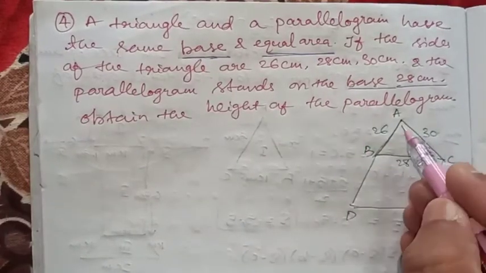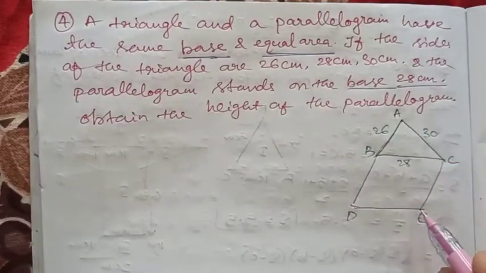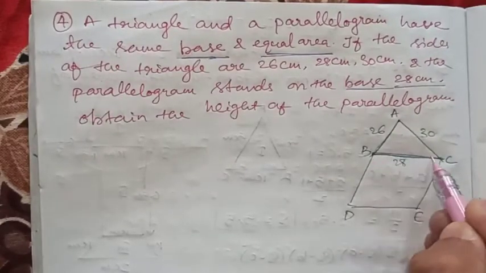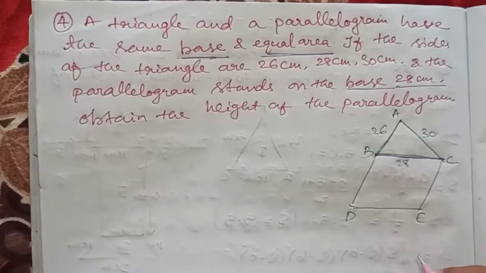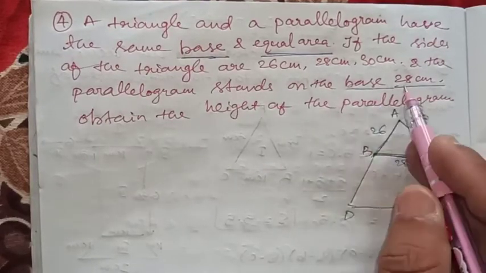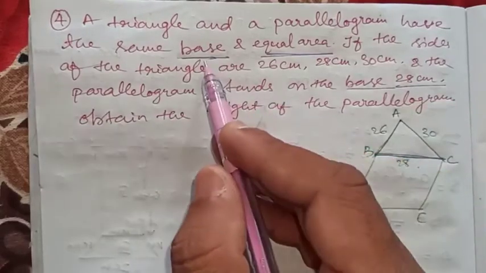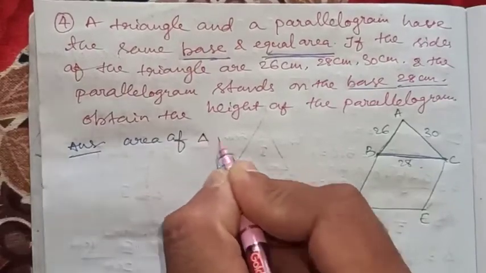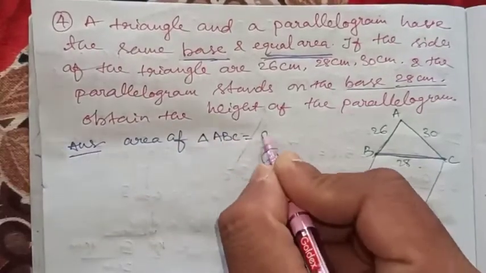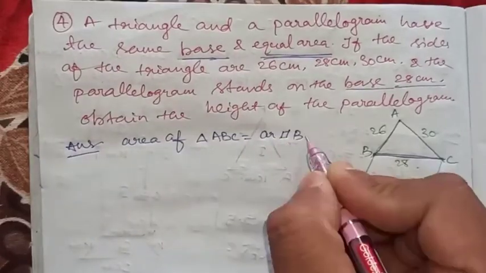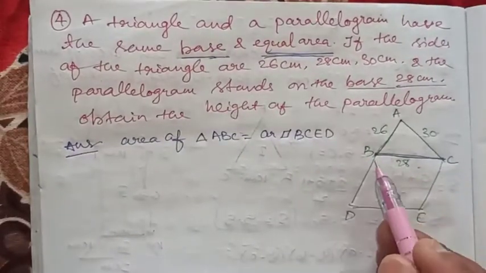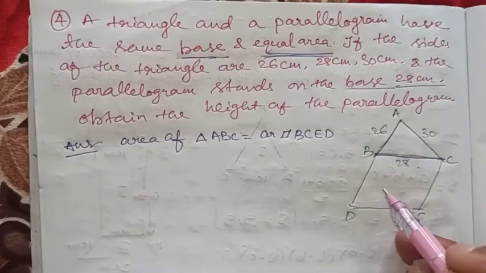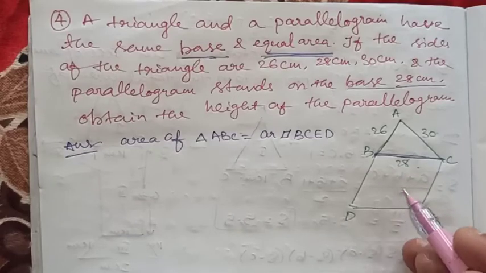Okay, so in the question it is given there is a triangle and a parallelogram. They are on the same base. This is a base of triangle and on the same base a parallelogram has been constructed. Now the base is 28 centimeter and it is given in the question that their areas are equal. That means area of triangle ABC is equals to area of parallelogram BCED. If the area of triangle is 50, then the area of parallelogram also 50 centimeter square we have to take.